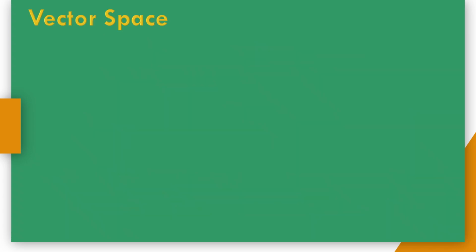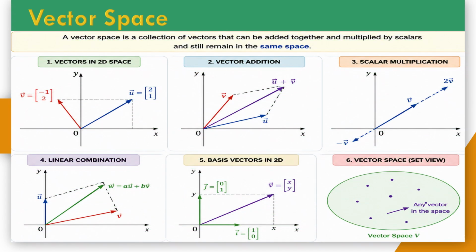Just to give the information about the vector space: what is the meaning of vector space? Here, a vector space is a collection of vectors that can be added together and multiplied by scalars and still remain in the same space. So this is the point 2i and 1j. This is the point related to minus 1 and 2, that is nothing but minus 1 into i plus 2 into j.